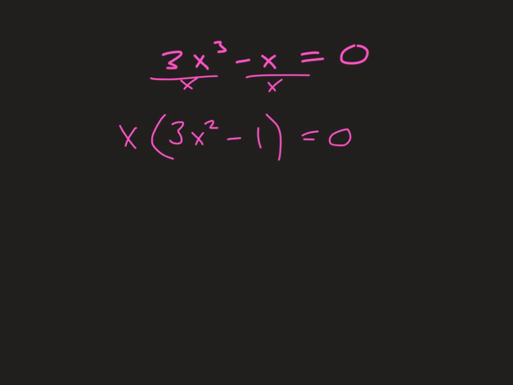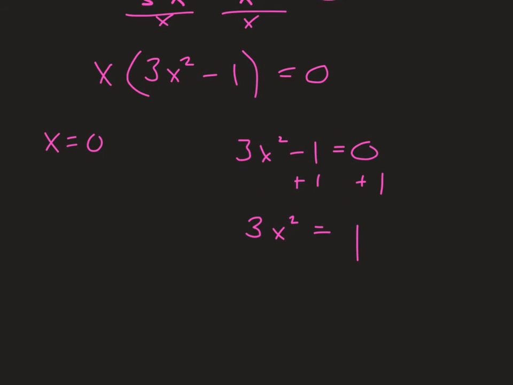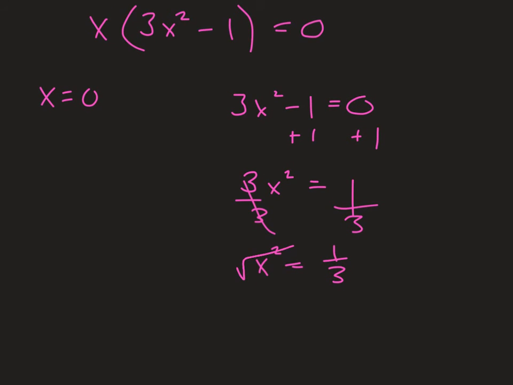So we're going to set both of them equal to 0. X is equal to 0. Done. How do we solve for the one on the right? Add 1. So 3x squared is equal to 1. What do we do next? Divide by 3. So x squared is equal to 1/3. Then we take the square root. What's the one thing we need to remember when we take the square root of both sides? Plus or minus. So we have the plus or minus square root 1/3.